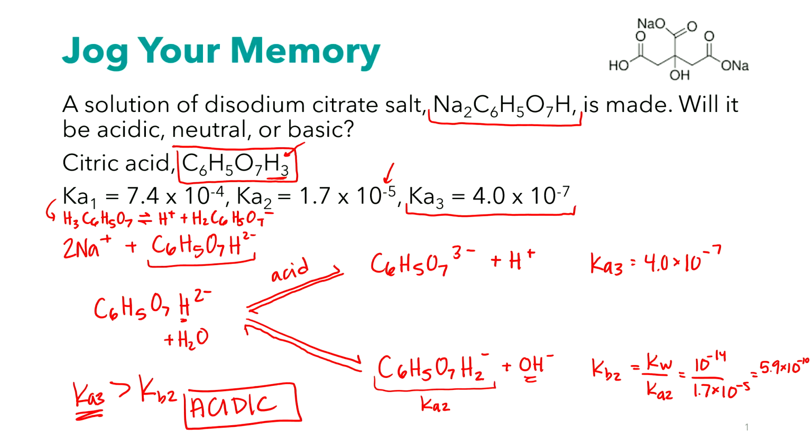Notice that Ka1 is always bigger than Ka2, which is always bigger than Ka3. It's harder and harder to pull off a proton as you deprotonate. We learned that from the chapter and it was on the past exam. See that my numbers are getting smaller. Whether this is going to be acidic or basic depends on the jumps, how much smaller between those two. All right, so that is our jog your memory for today.